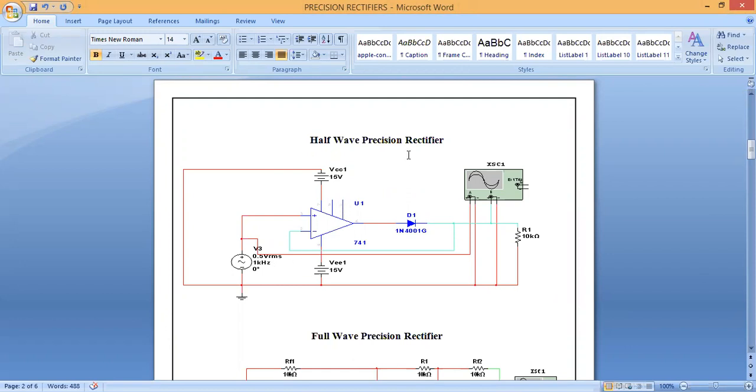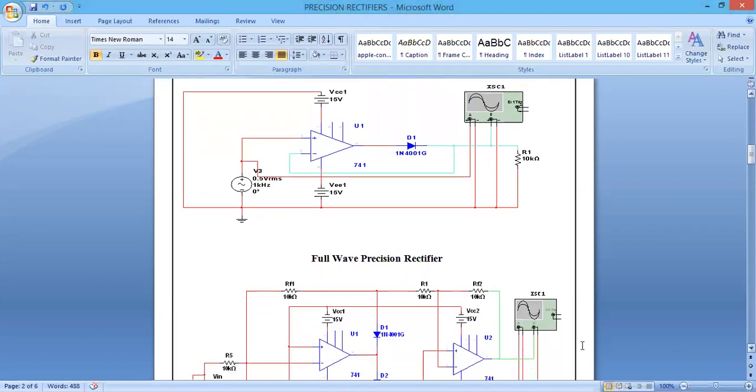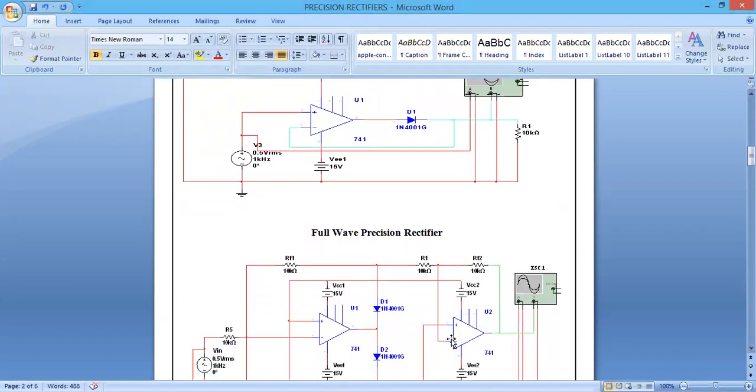So basically a rectifier converts AC to pulsating DC, but here the precision rectifier is used to convert the AC input signals into pulsating DC for the input voltages that is less than 0.7 volt. That is the cut-in voltage of a PN junction diode. A half wave rectifier consists of a single diode, whereas a full wave rectifier consists of two diodes to convert both the positive and the negative half cycle.